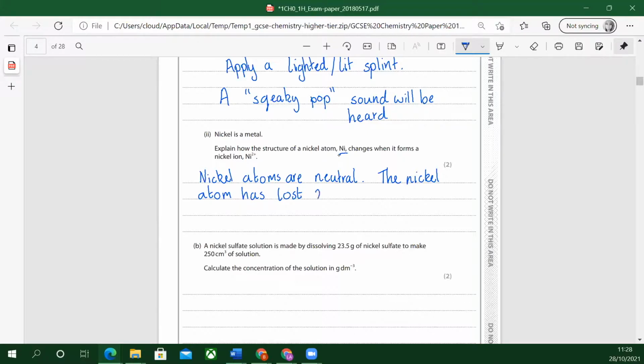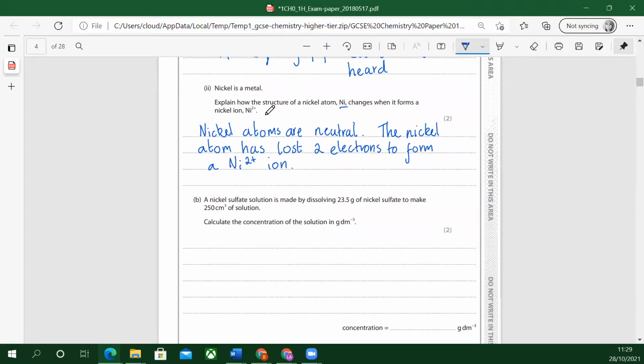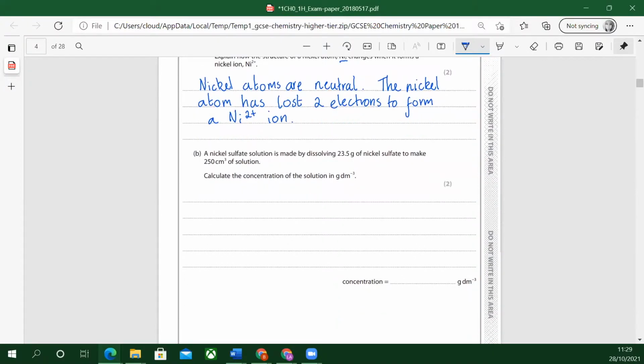So the nickel atom has lost two electrons to form a Ni2+ ion. Okay, so I've explained what has happened. So you actually get one mark for saying lost electrons, and another mark for saying lost two electrons. So if you wrote that in one sentence, that's two marks. It's actually quite an easy mark. But make sure you put the two electrons there, not just lost electrons, because that only gives you one mark. You get one mark for saying that, but make sure you put the number two. It shows you there anyway, two. Okay, so always read carefully. So it's about the reading carefully bit.